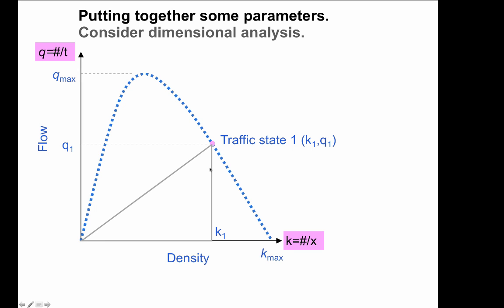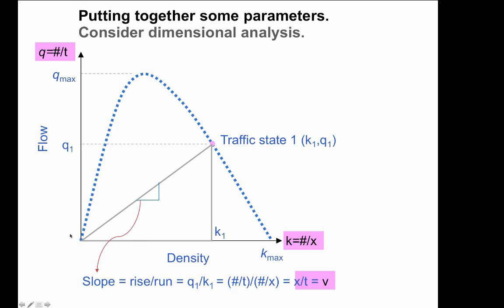The height of the triangle is Q1. The base of the triangle is K1. And so remember I told you we talk about triangles. So the slope here is the rise over the run, which is Q1 divided by K1. The units of that slope are just number per time divided by number per distance. The numbers cancel out, and so the units of that slope are distance per time, which is just the speed.